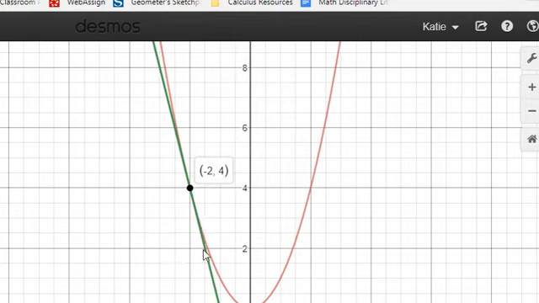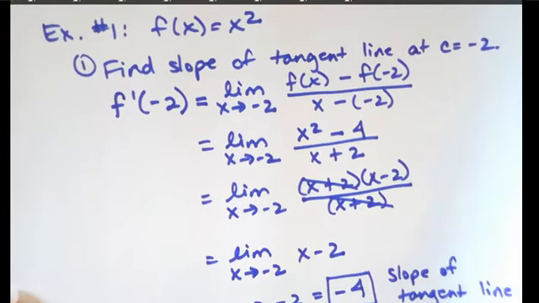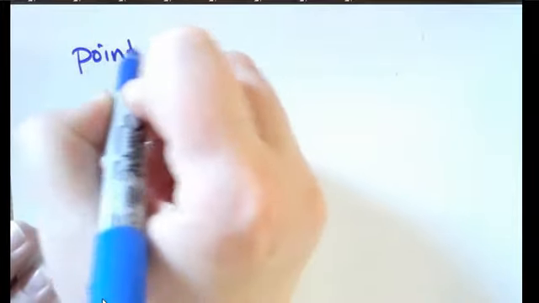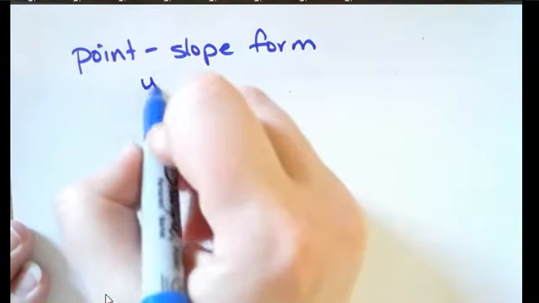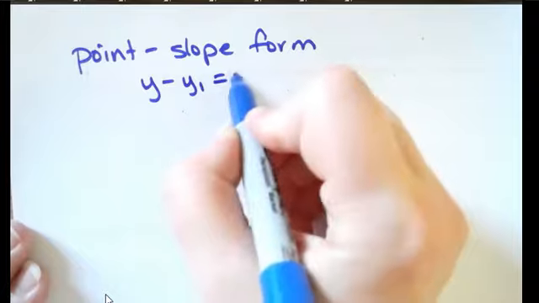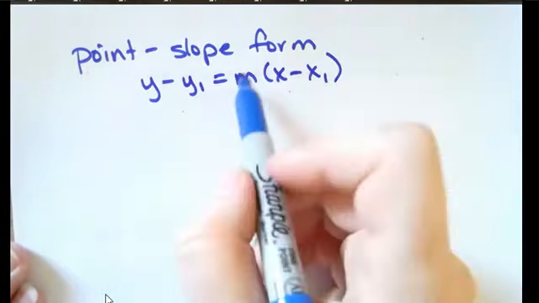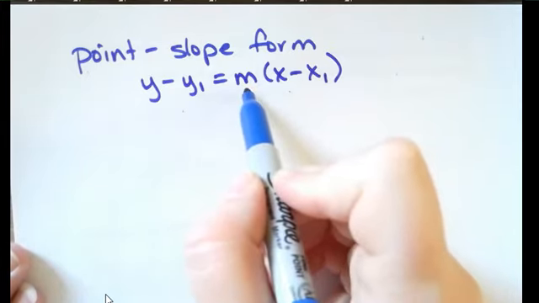So what if I wanted to know the actual equation for this line? Well, in order to find the equation of a line, I not only need to know the slope, but I also need to know a point. So that lets me be able to use point slope form. You may have seen this in previous math classes. Point slope form is y minus y1 equals m times x minus x1. You need to know a point, x1, y1, and you need to know the slope.